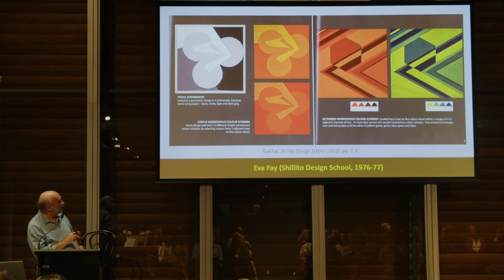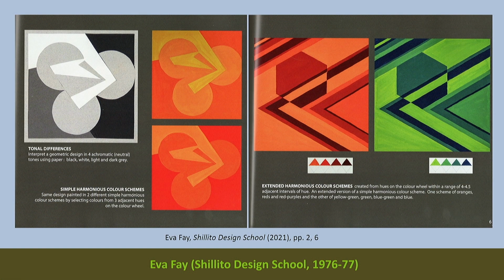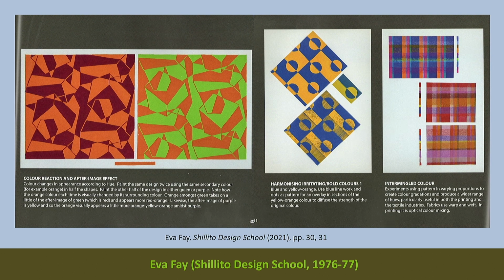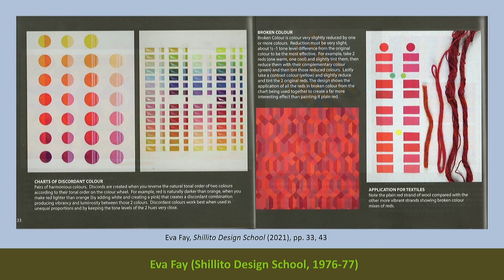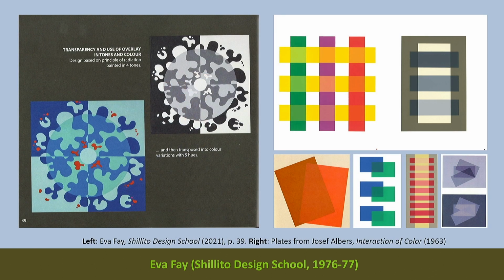So here's extended harmonies and simple harmonies. This is sort of terminology from Carpenter. Colour reaction, harmonising, irritating colours, intermingled colour. These are all chapters from Carpenter's book. Broken colour, and there we go, discordant colour, which is the discords. And our familiar diagrams from Maitland Graves there.